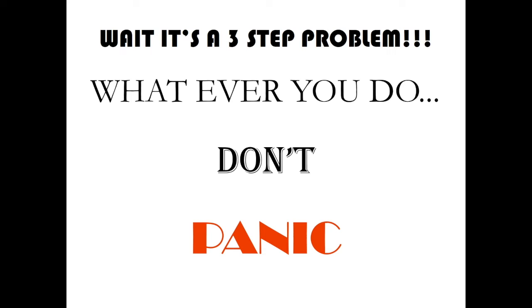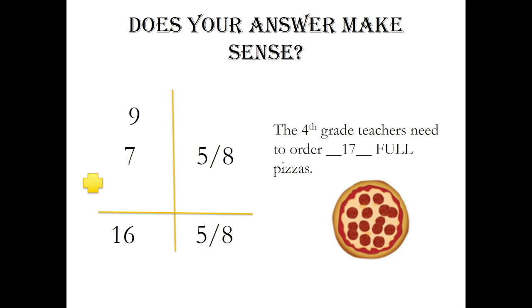Wait a second. It's a 3-step problem. Whatever you do, don't panic because you are so smart that I know you'll be able to get this next part. Well, now I need to take Miss Drake and Mr. Santana's pizzas and add it with Miss Bradford and Miss Wallen's pizzas, and I got 16 5/8.